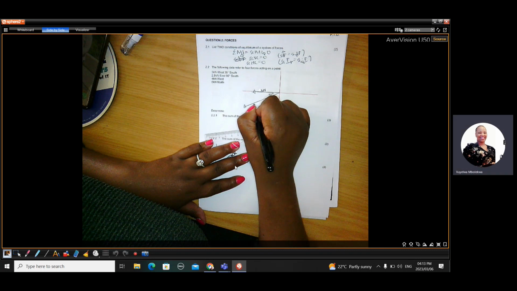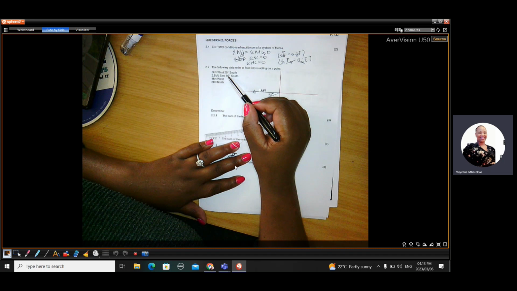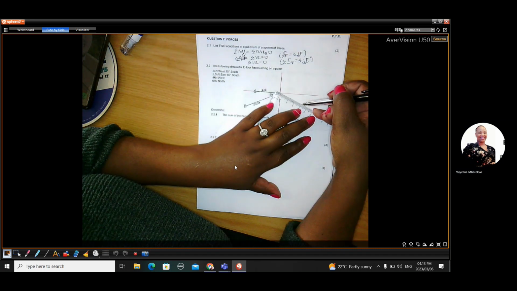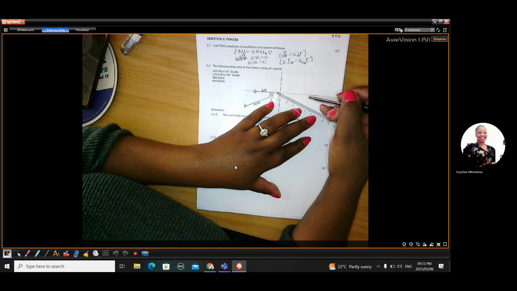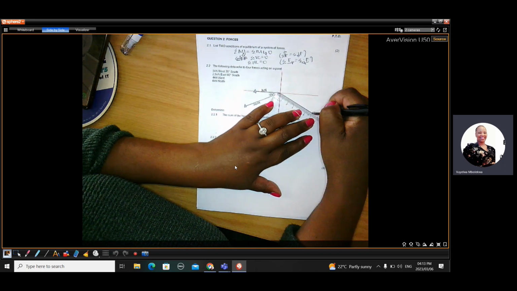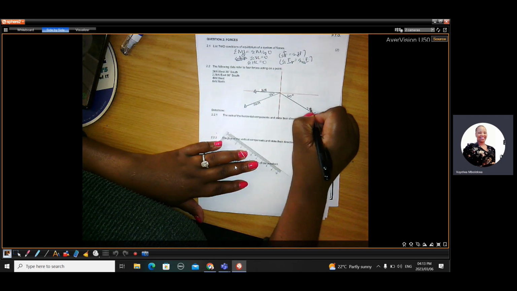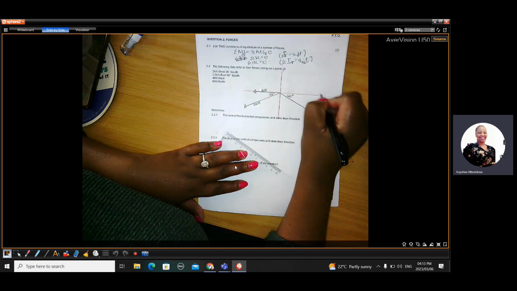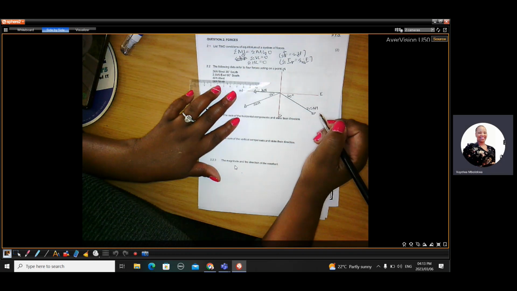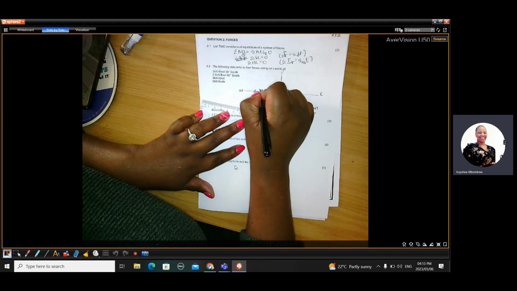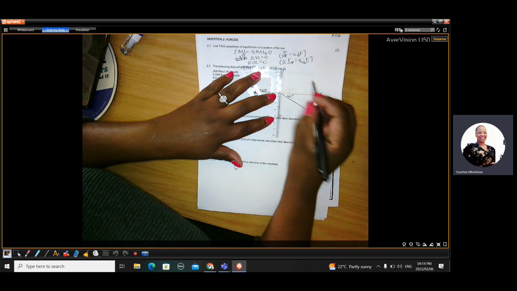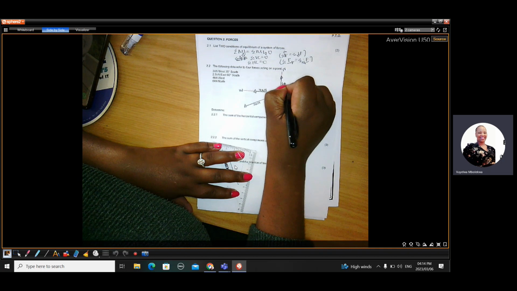And then 2.5 kilonewtons east, 60 degrees towards south. East is here. So 60 degrees is here towards south. This is the 2.5 kilonewton force. So this is north, that is east, that is south, that is west. And then the next force, 4 kilonewtons west. So west is 4 kilonewtons. And then 6 kilonewtons north. So north is up there, and that one is 6 kilonewtons.